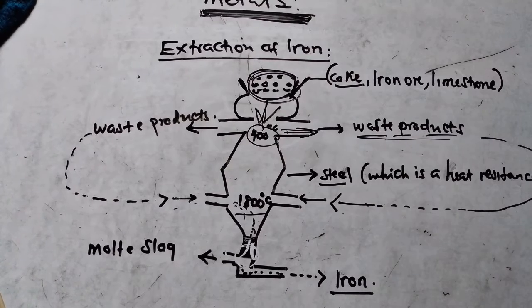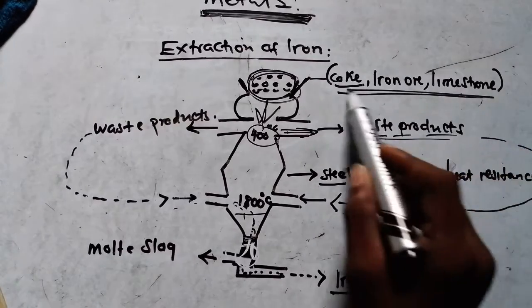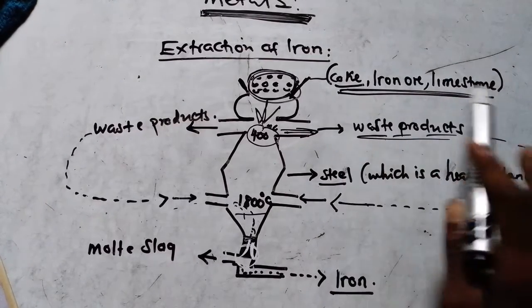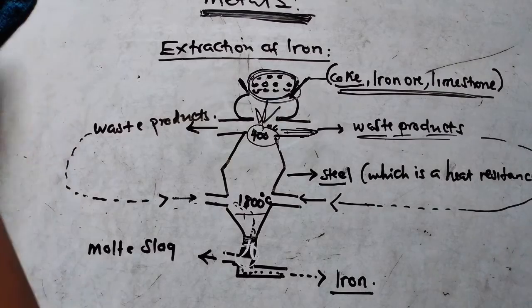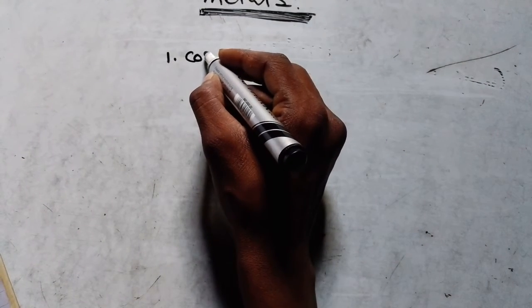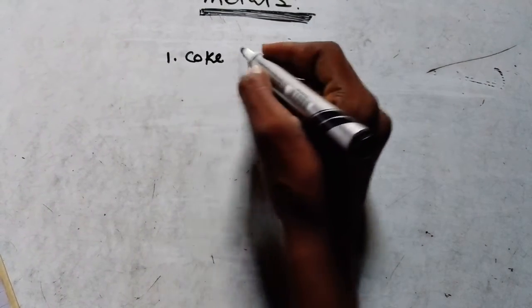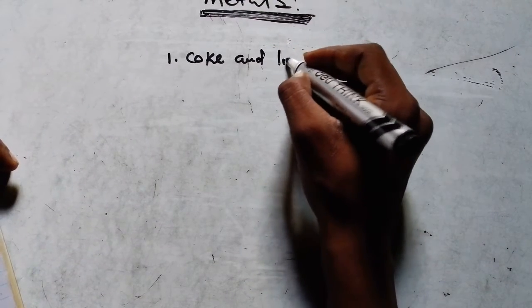So let's look at the uses of this coke, iron and limestone. What is the uses of this coke, limestone? Coke, which is also known as carbon. Allow me to erase this so that I write the functions of these that we have written here. I remember we had coke as a raw material. We had coke and limestone.